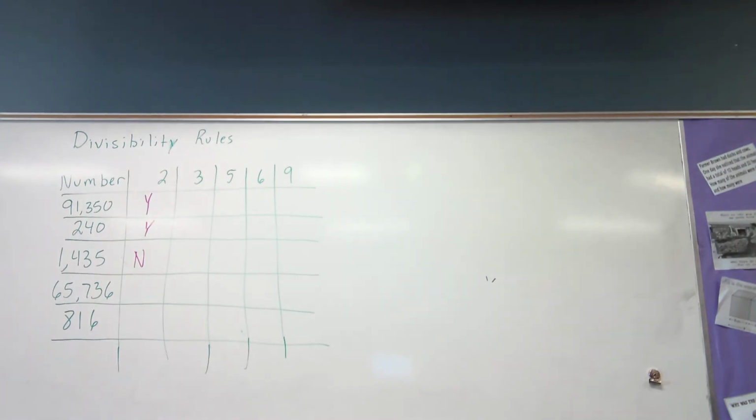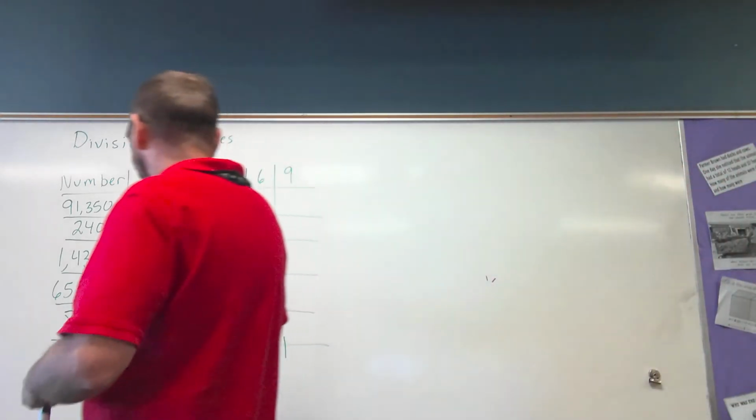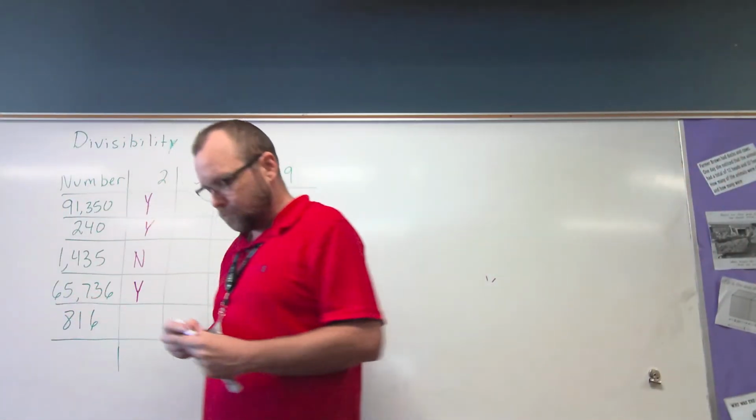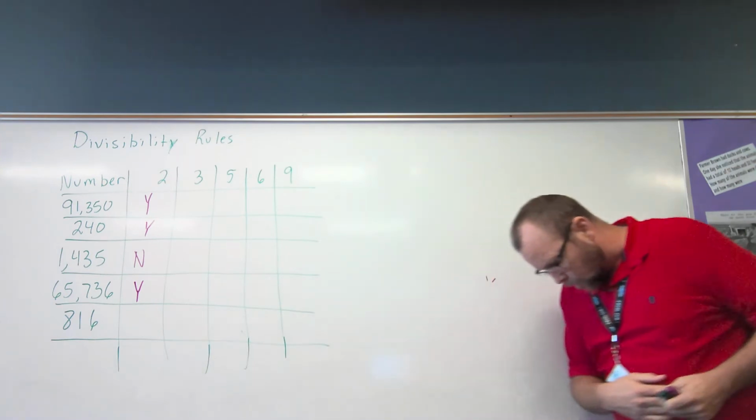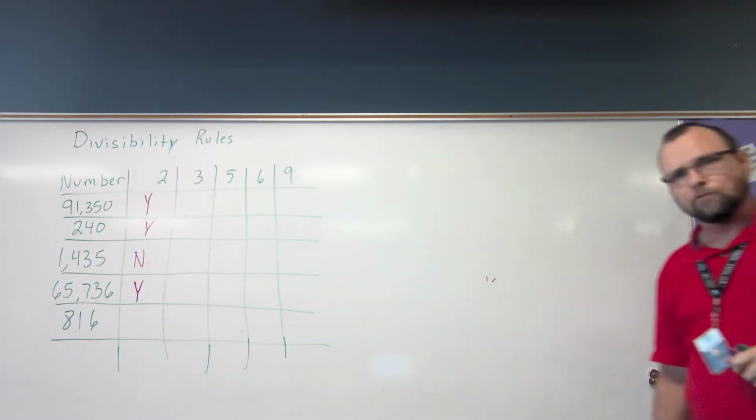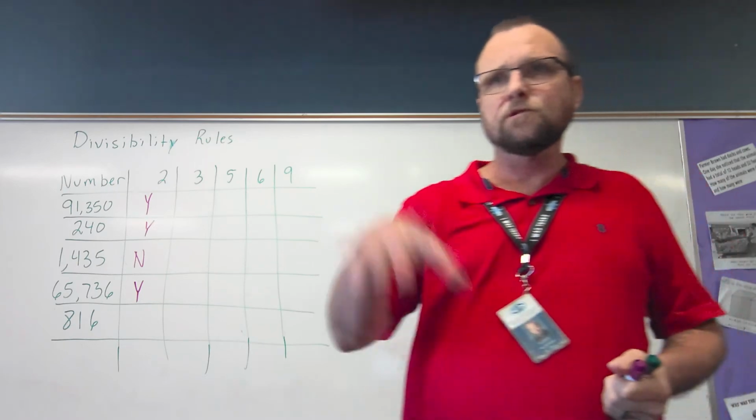65,736. Sushana, is that divisible by 2? Yes, it has a 6 in the ones place. And remember, every number that has a 0, 2, 4, 6, or an 8 in the ones place is divisible by 2.